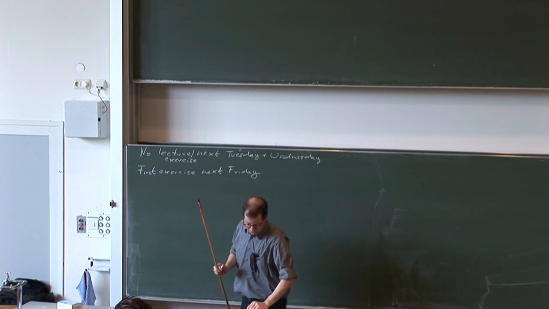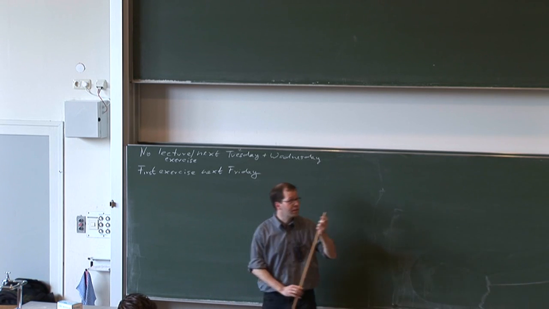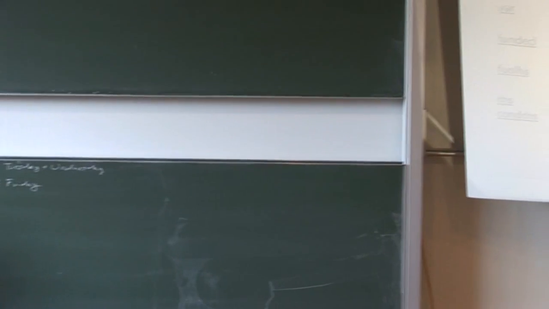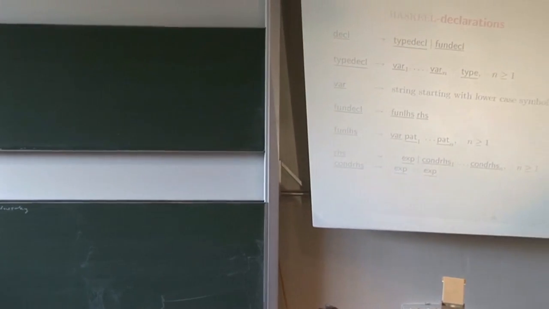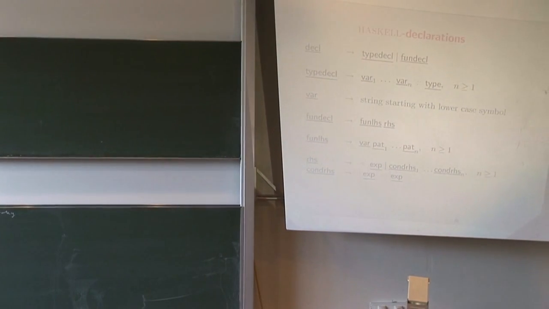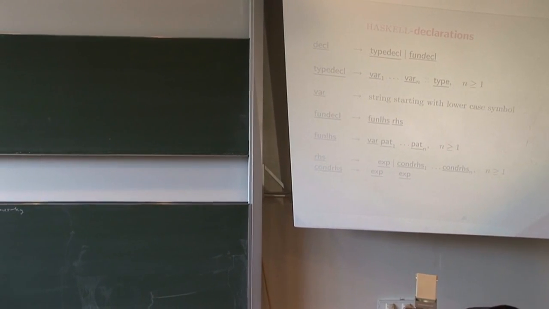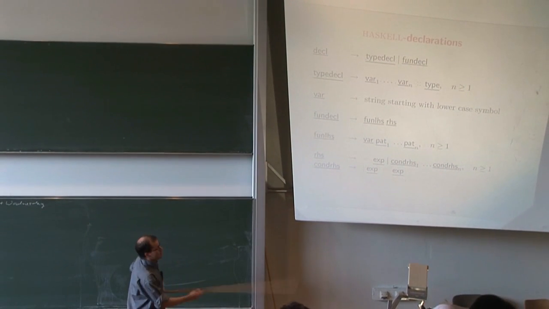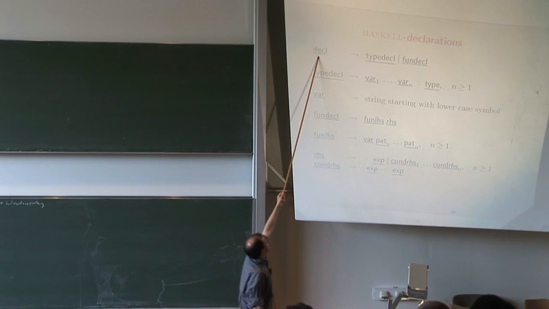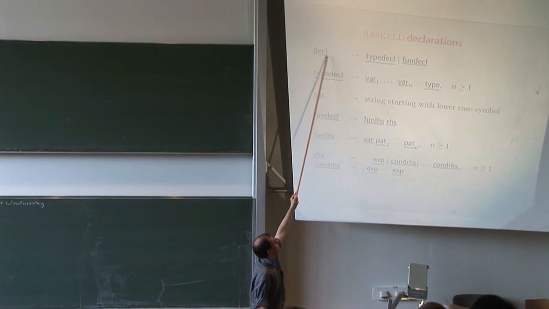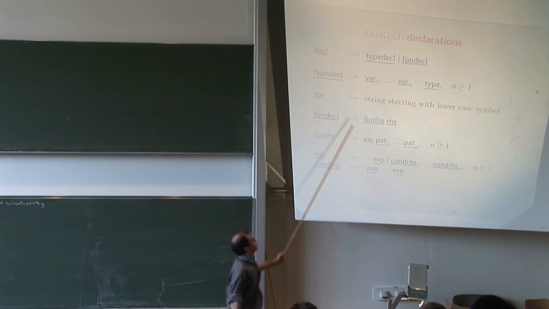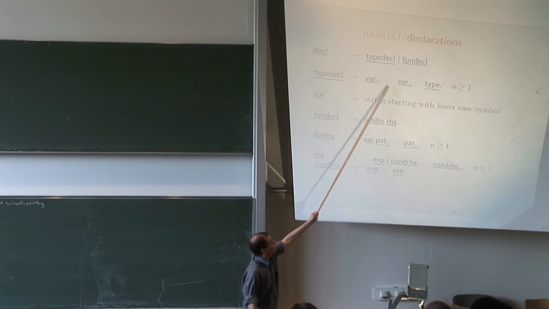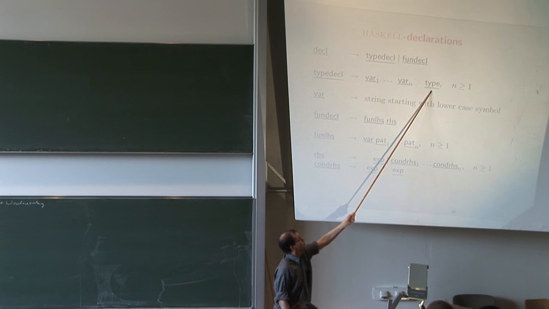Okay, so what did we do? We started with introducing the syntax of the functional programming language Haskell. And we introduced the following grammar. So a Haskell program is a sequence of declarations, and declarations are currently either type declarations or function declarations. Type declarations simply introduce a set of variables, variable 1 until variable n, which have a certain type.